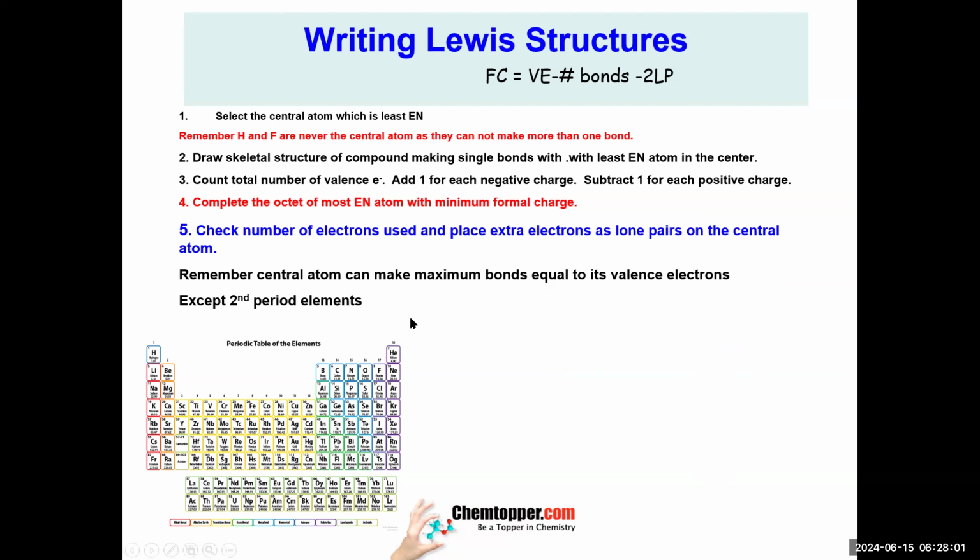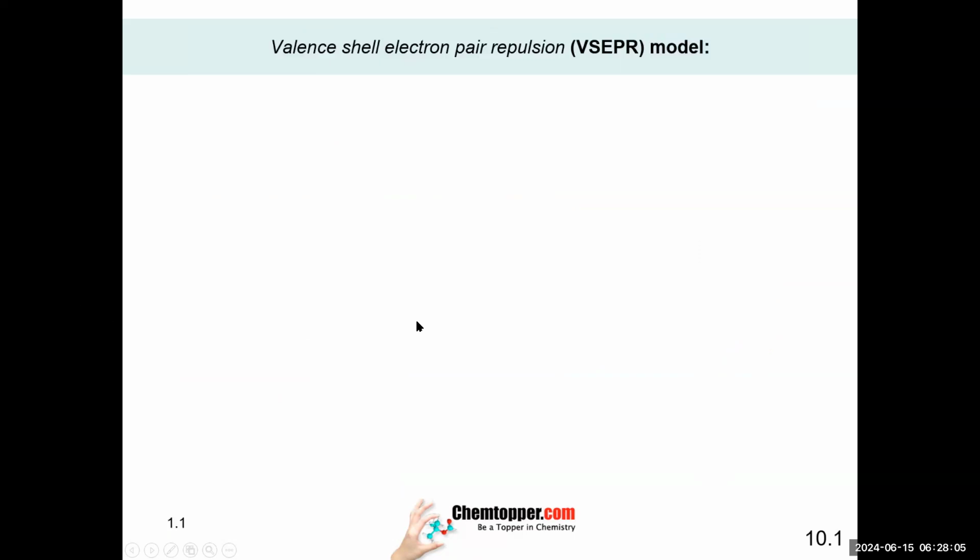Okay, so that's the story about your Lewis dot structure. After that, we have to learn VSEPR. Okay, now see here, children. First, you did the Lewis dot structure. We were just doing that only. But that's not the end.